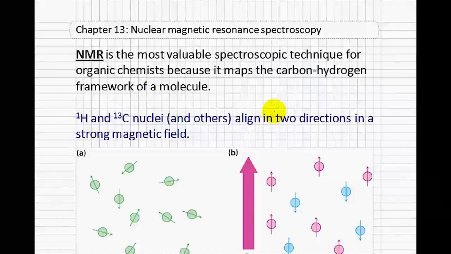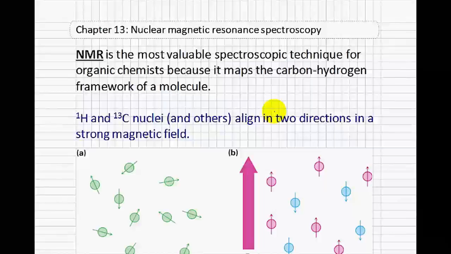Hello, this is chapter 13 on nuclear magnetic resonance spectroscopy, or NMR. By far, for organic chemists, NMR is the most valuable spectroscopic technique. That's why we devote a chapter to it here in our first semester. We'll deal with a lot of the other spectroscopic techniques in the second semester.